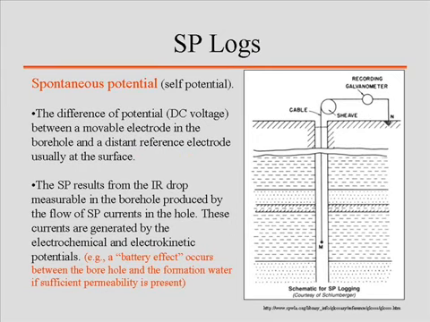The proper way of defining this, and this is where I get into all sorts of trouble trying to explain it, is the SP results from the IR drop measurable in the borehole produced by the flow of SP currents in the hole. These currents are generated by the electrochemical and electrokinetic potentials. Basically what that means is that as the properties change, there's going to be more potential for electricity to flow into the ground at some places or less. The battery effect is how conductive is the material or the fluids within the formation that you're going through, okay?